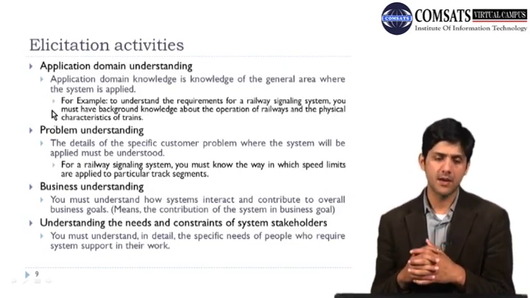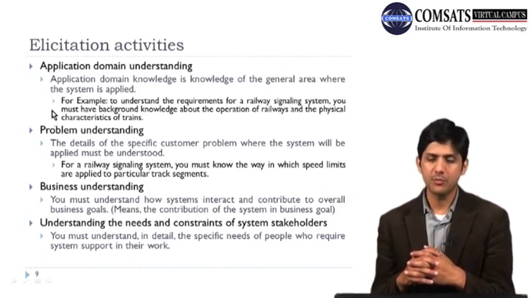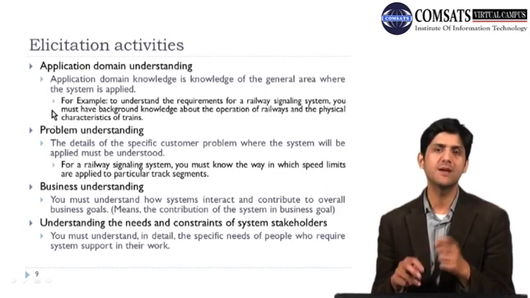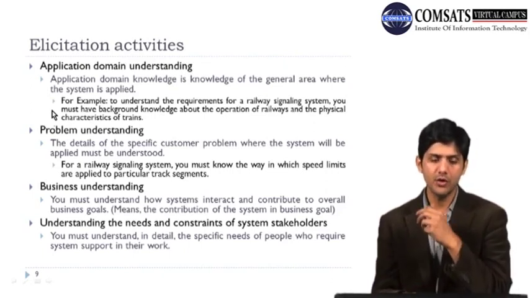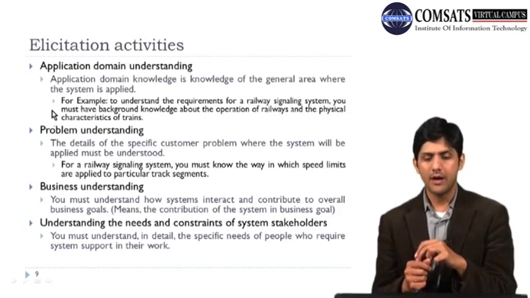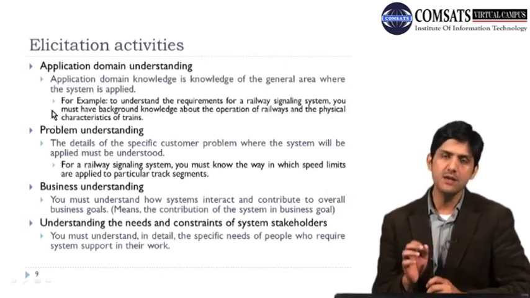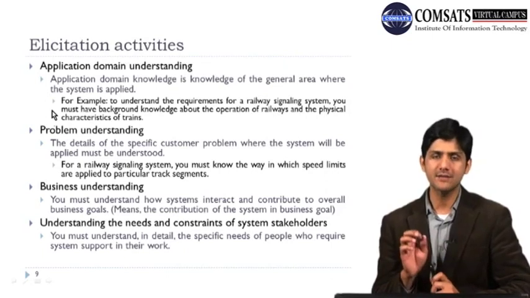Then the next is problem understanding. The details of the specific customer problem where the system will be applied must be understood. And similarly, going back to this railway signaling system, you must know the way in which speed limits are applied to particular track segments.